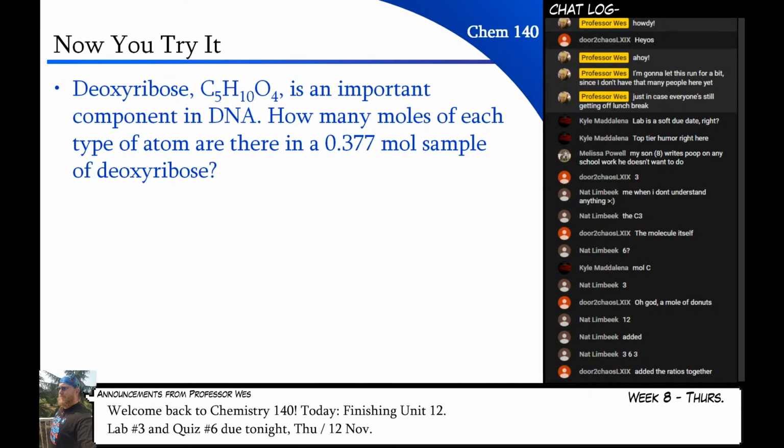Let's suppose I gave you 0.377 moles of the sugar that's used to make DNA. How many moles of each type of atom are there in that sample? So what I mean is how many moles of carbon, how many moles of hydrogen, and then how many moles of oxygen, not just how many summed together. So do these three separately. Report your answers in the chat, and when I see a few answers there, we'll go over them together.